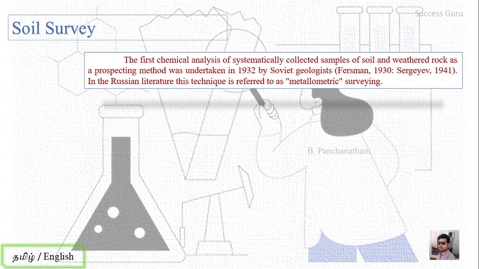First one is the soil survey, where the first chemical analysis of systematic collection of samples of soil and weathered rock as a prospecting method was undertaken in 1932 by Soviet geologist Fersman in 1930 and Serge in 1941. In Russia, literally this technique is referred to as metallometric surveying.